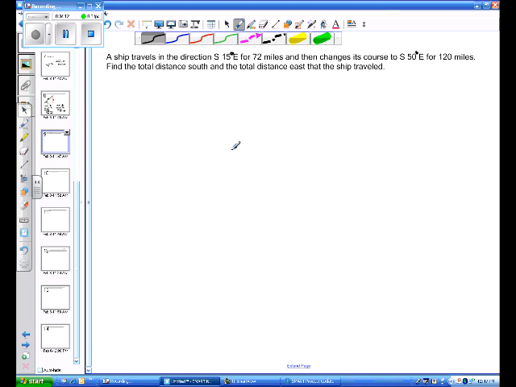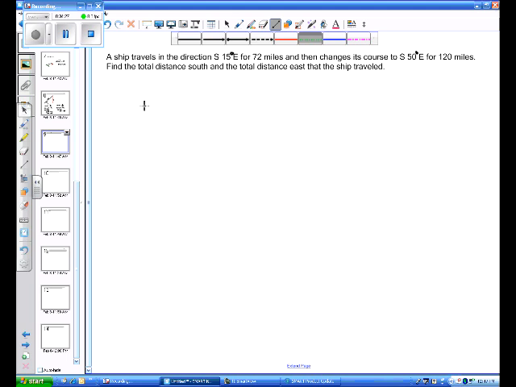Okay, we have a ship travels in the direction of south 15 degrees east for 72 miles and then changes its course to south 50 degrees east for 120 miles. Find the total distance south and the total distance east that the ship travels.